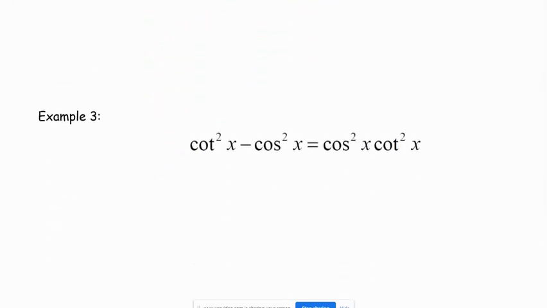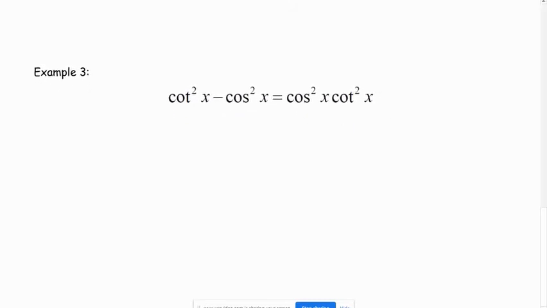Okay, here's a third example. Go ahead and pause your video, try this one out on your own, and then press play if you aren't able to get it and you want to see the solution that I came up with.